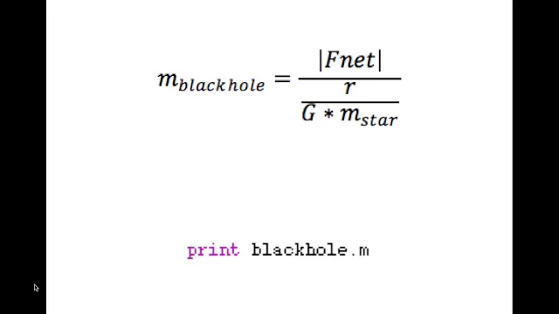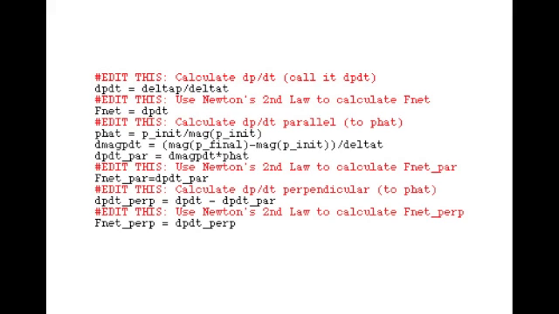We can use the universal law of gravitation to find the mass of the black hole. We are able to do this because the net force on the star is the gravitational force of the black hole on the star. We can rearrange the universal law of gravitation to be mass of the black hole equals the magnitude of net force divided by r divided by g times the star's mass. I added print blackhole.m to the VPython code to get the mass of the black hole. The initial code was not specific enough, so some more lines had to be edited, and these can be seen here.